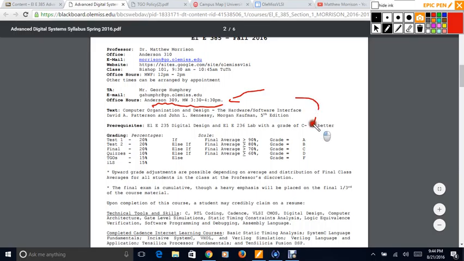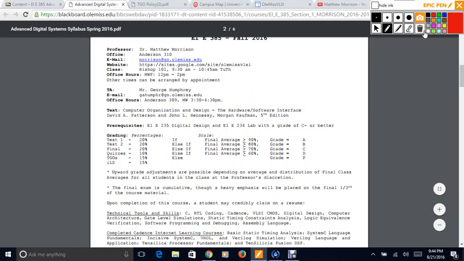The textbook that you have ordered is Computer Organization and Design, the Hardware Software Interface, the 5th edition. Patterson and Hennessy are the authors. David Patterson is the Department Chair of Computer Engineering at Cal Berkeley, and John L. Hennessy, until very recently, was the president of Stanford University.